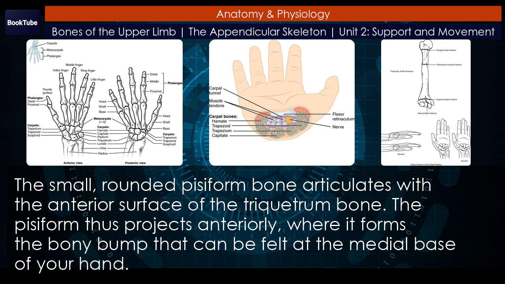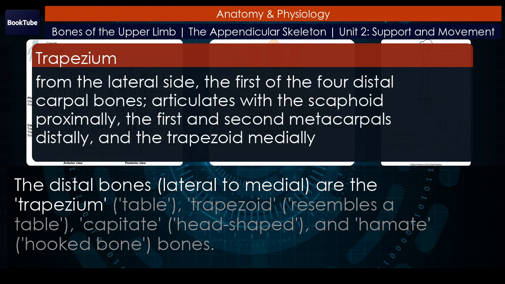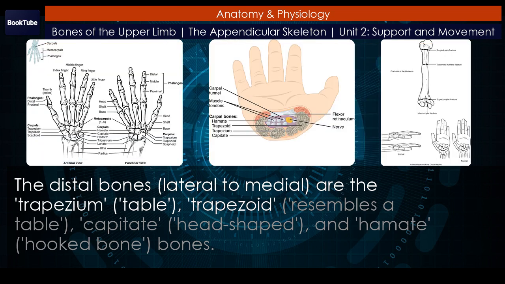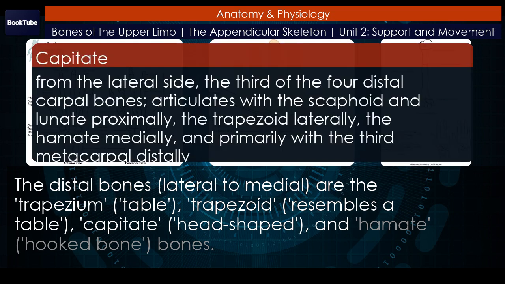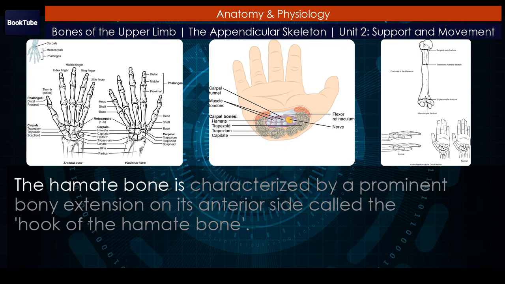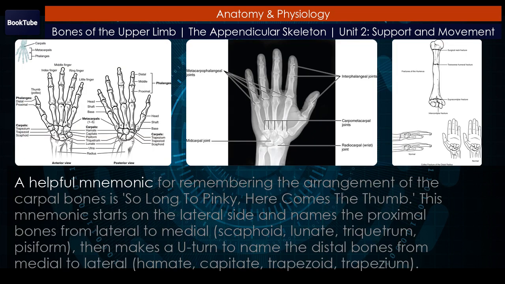The pisiform thus projects anteriorly, where it forms the bony bump that can be felt at the medial base of your hand. The distal bones, lateral to medial, are the trapezium, table, trapezoid, resembles a table, capitate, head-shaped, and hamate, hooked bone, bones. The hamate bone is characterized by a prominent bony extension on its anterior side called the hook of the hamate bone. A helpful mnemonic for remembering the arrangement of the carpal bones is, so long to pinky.